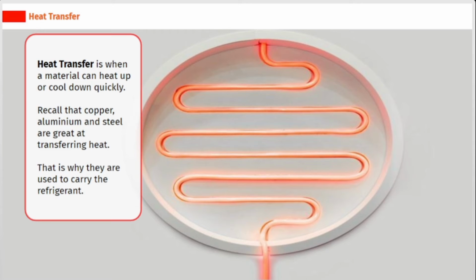Heat transfer is when a material can heat up or cool down quickly. Recall that copper, aluminium and steel are great at transferring heat. That is why they are used to carry the refrigerant.